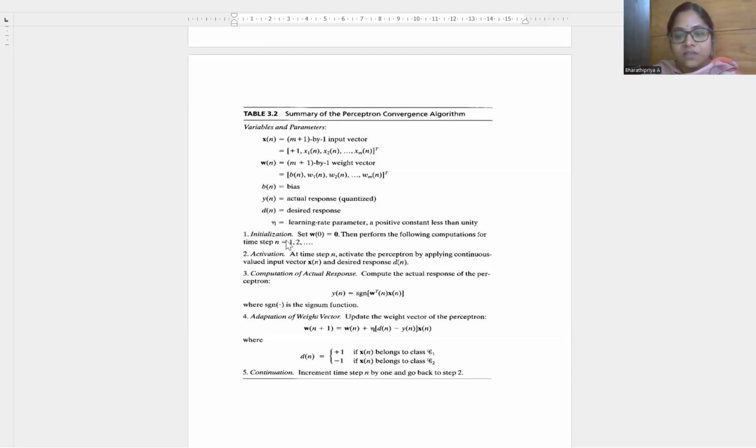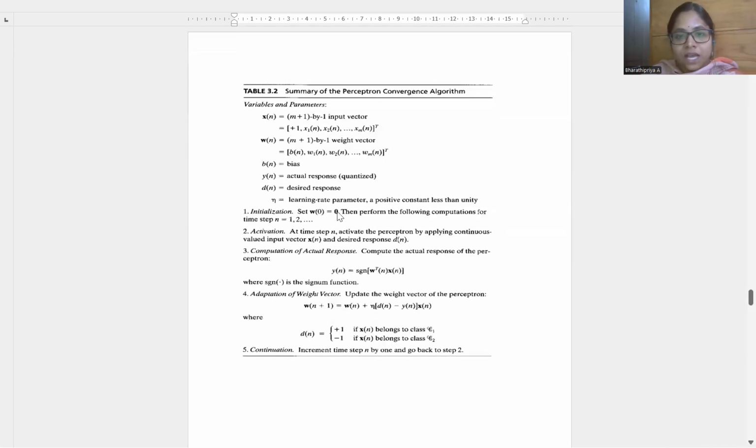First, we need to initialize the weight and the bias values. Basically, we set the weight values often as zeros. Then perform the following computations for time steps 1, 2, up to n. After initialization of the weight and bias, we go for the activation. So activate the perceptron by applying the continuous valued input vector x of n and the desired response d of n. After initialization, we activate the neuron by applying the suitable input vectors and obtaining the desired response.